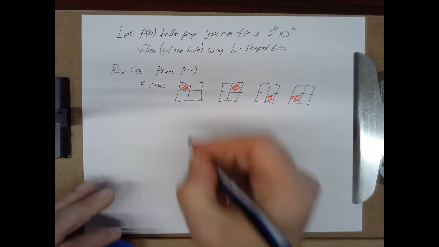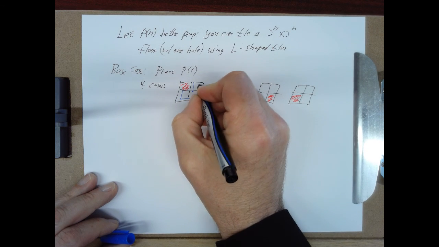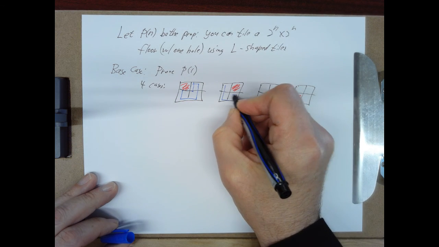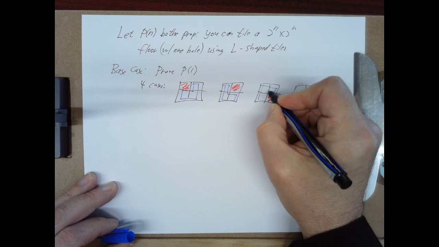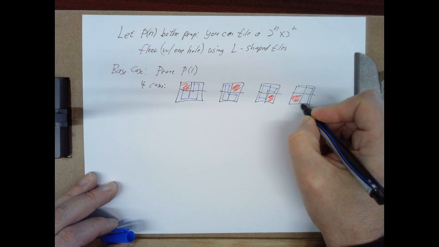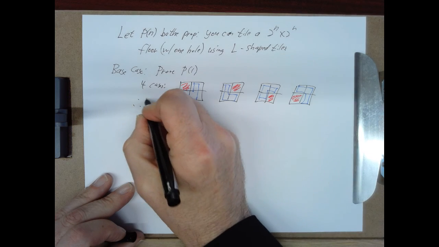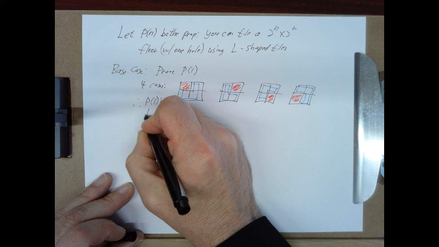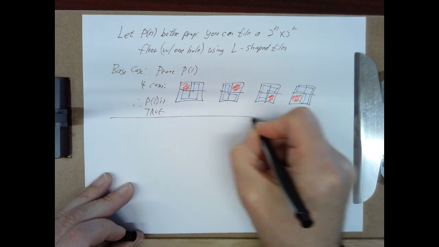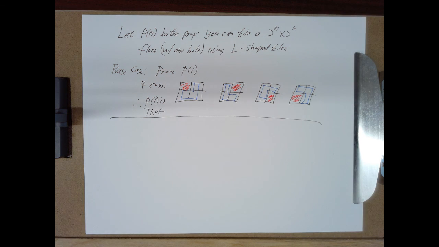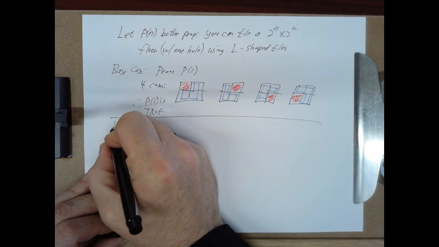Can we tile this floor with an L-shaped tile? Sure, we can go like that. Can we do this one? Yes. Can we do this? Can we do this? We've just proven P of 1. We've proven that for any 2 by 2 floor with one hole, we can tile it because we've shown how to tile it. So P of 1 is true. All right, we're halfway done. Inductive step.